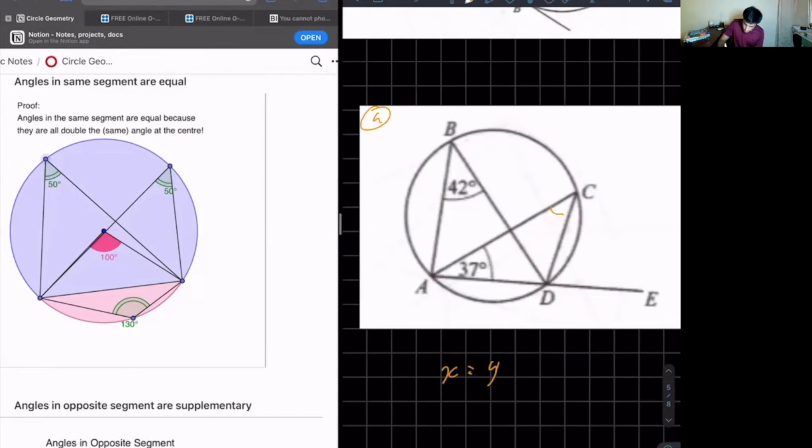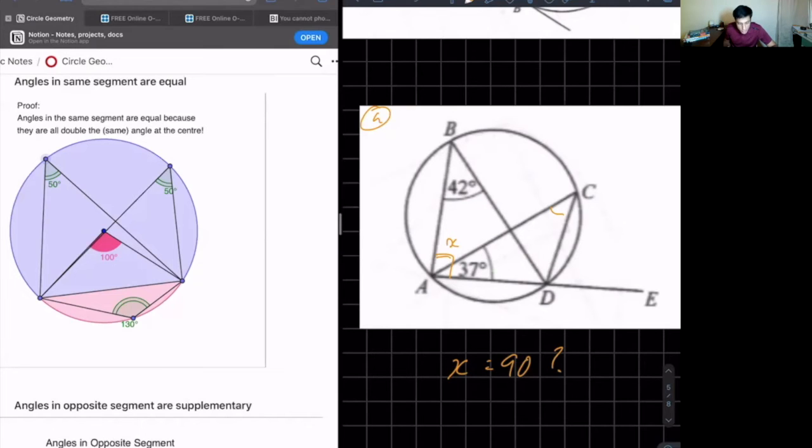Good. Is this 90 degrees? So the question is, is x equal to 90 degrees? Yes or no? Ooh, people are thinking on this one. People are taking time. Is BD the diameter?